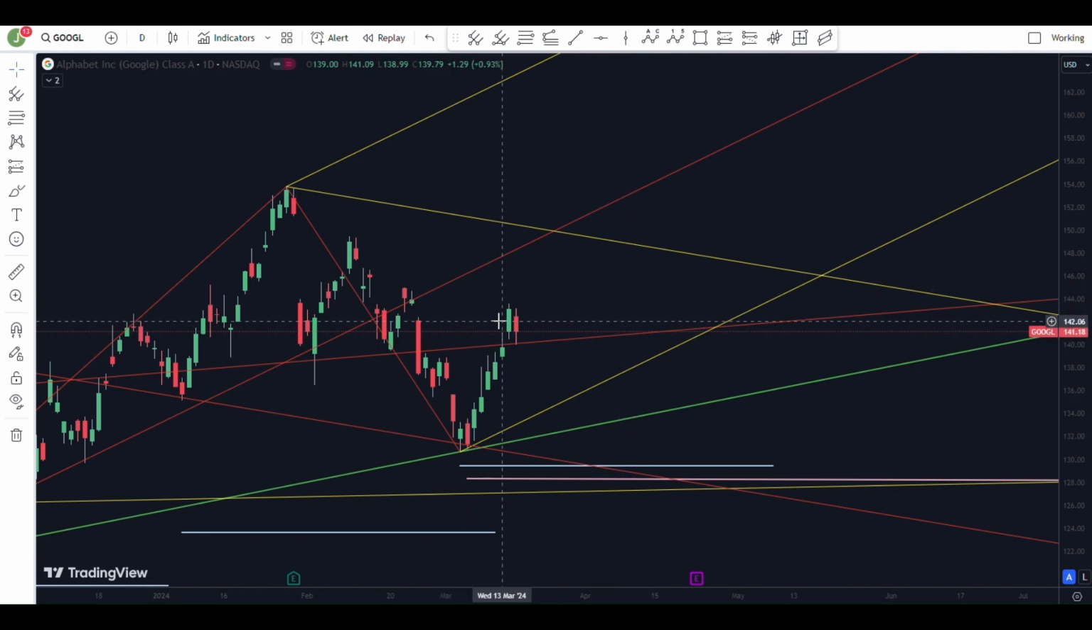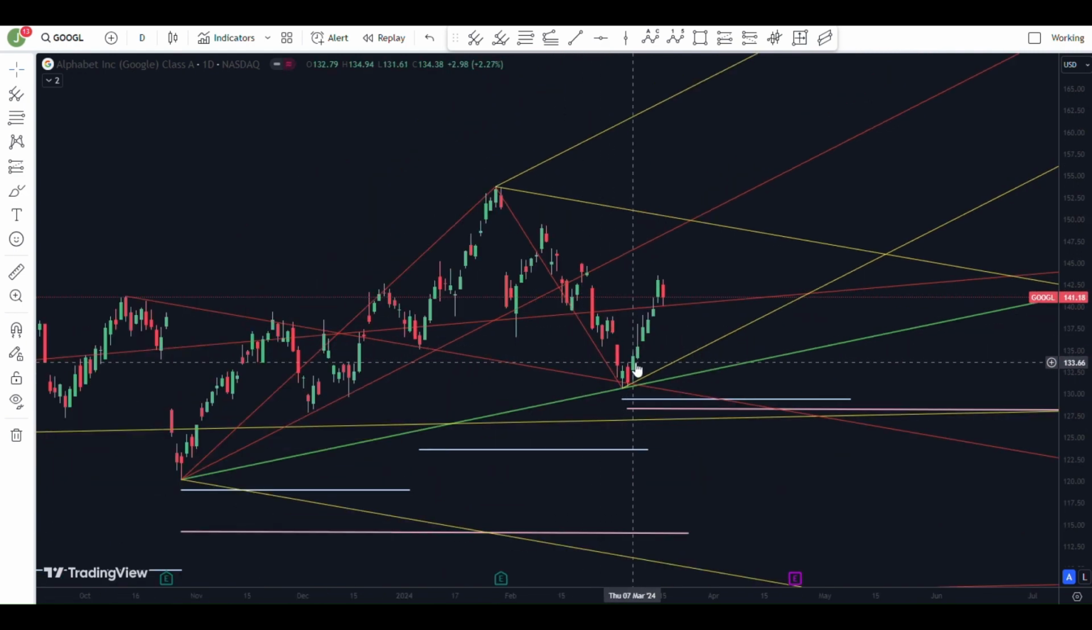However, should we get a nice little pullback towards the 10 SMA, plus a return of bullish momentum after the FOMC, this will meet the criteria, and this will potentially be a good trading opportunity.